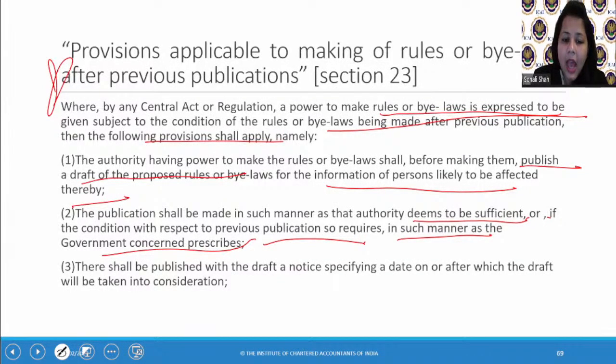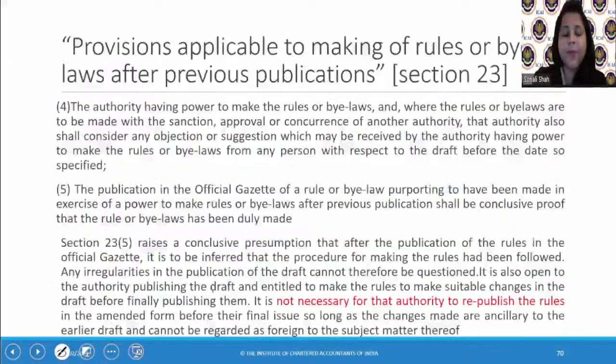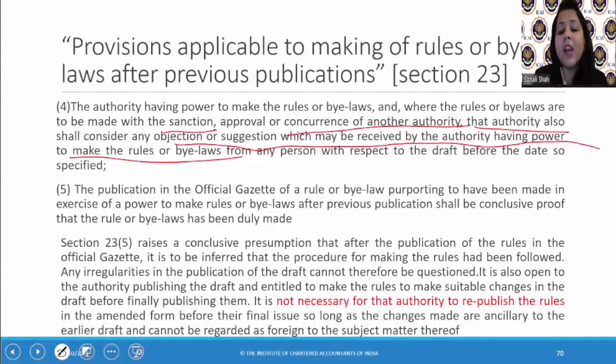Now, along with the draft, a notice specifying a date on or after which the draft will be taken into consideration is also to be provided. Further, where the rule or bylaws are to be made with the sanction, approval, or concurrence of another authority, that authority shall also consider any objection or suggestion which may be received by the authority having power to make rules.